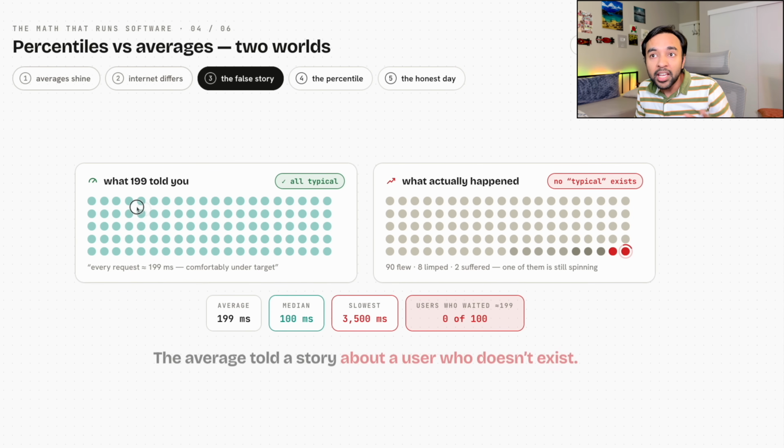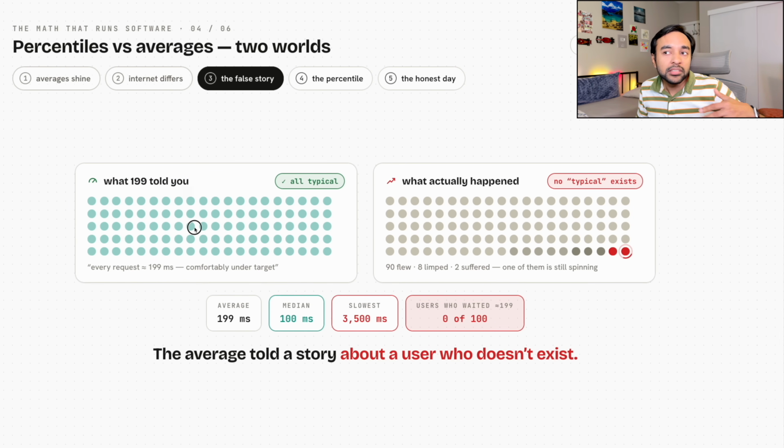On a normal day, it feels that 199 means everything is comfortable. But actually, what might have happened is one of the services got stuck and the slowest request took a lot more time than the other ones. Your average still shows 199 milliseconds, but the story is completely different. This is where averages are very misleading and the concept of percentiles comes in.